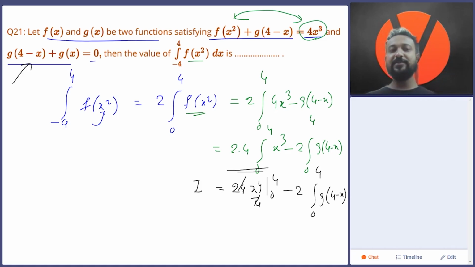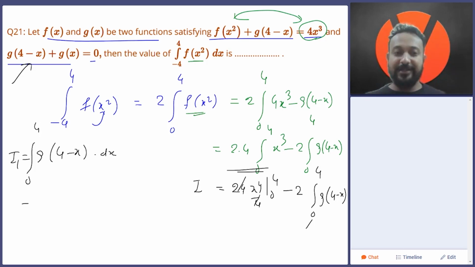But sir, one more relation is given here, where they are saying g of 4 minus x is related with g of x. And here I can see the limit also 0 to 4, and I can see 4 minus x. So somehow it is hinting me towards using kings. So let's see. The integral of g of 4 minus x from 0 to 4, let's say I call it I1.